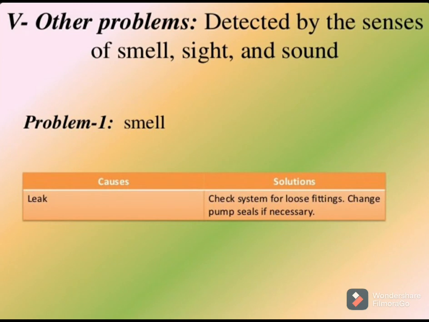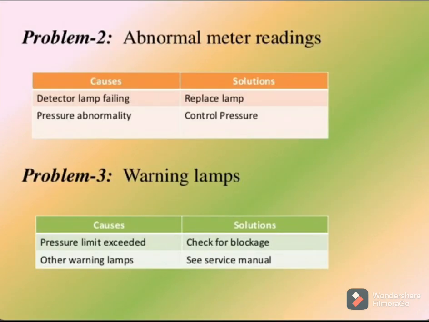Next, the fifth and last one, other problems detected by the senses of smell, sight and sound. First, smell: leak. Check the system for loose fittings, change the pump seal if necessary. That is the cause and that is the solution. Problem two, abnormal meter reading. What is the cause? Detector lamp failing: replace the lamp, that is the solution. Pressure abnormality: then control the pressure. Warning lamps: the cause is pressure limit exceeded, and the solution is to check for blockage. Other warning lamps: see the service manual.